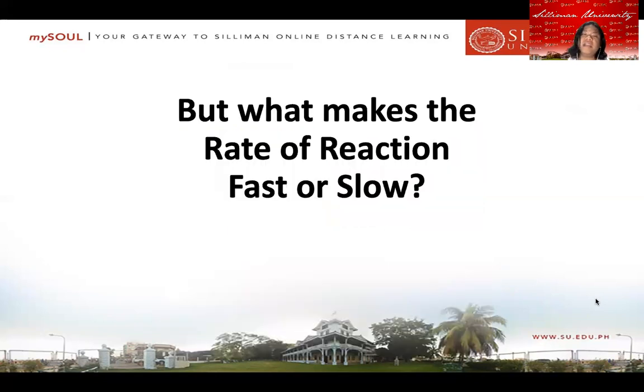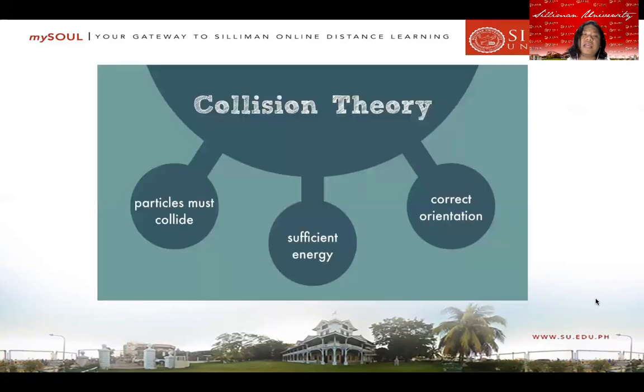But what makes the rate of reaction fast or slow? And I think this is what collision theory is about, no? Describing the rate of reaction and what causes them to be slow or fast. Now, there are three conditions for a reaction to happen. Number one, there must be a collision between particles. Number two, there must be enough or sufficient activation energy. And number three, the collision must be in a correct orientation or at the correct angle of collision.